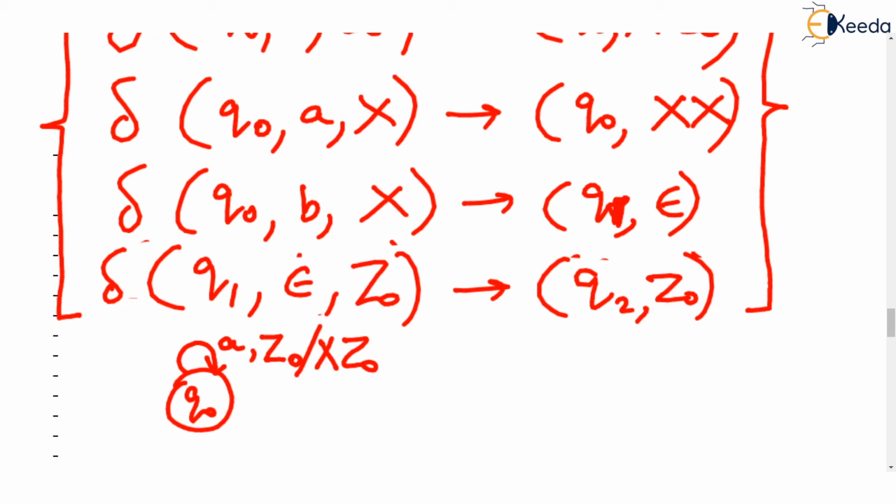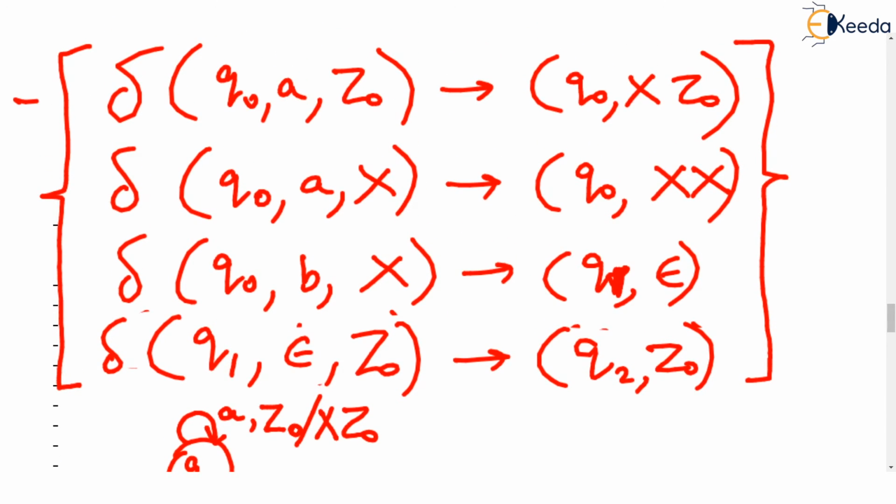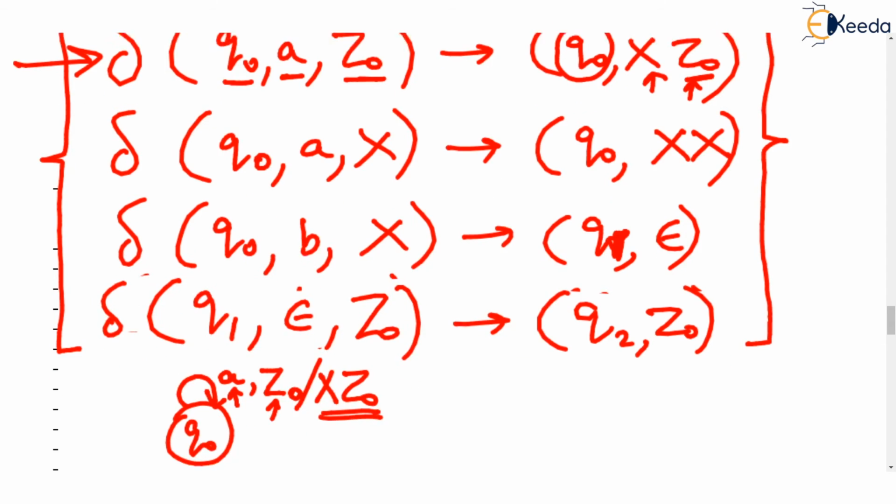Which delta or transition step does this represent? This exactly represents the first delta we have written. In Q0, the machine is reading A, top is Z0. This slash says the action taken. So after the slash, we write the action taken: Z0 is still there, but X has been pushed. So XZ0 has been written and the machine stays in Q0. Notice the machine has not changed the state, so we will get a loop.